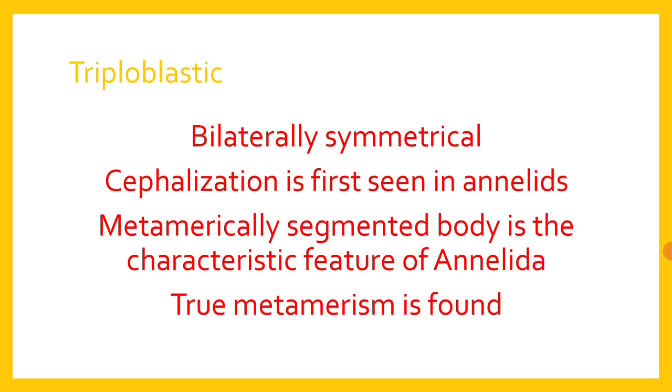And all the segments look alike morphologically and externally. Hence, this segmentation is called homonymous segmentation. The segmentation in Annelida is called homonymous segmentation because all the segments are similar externally.